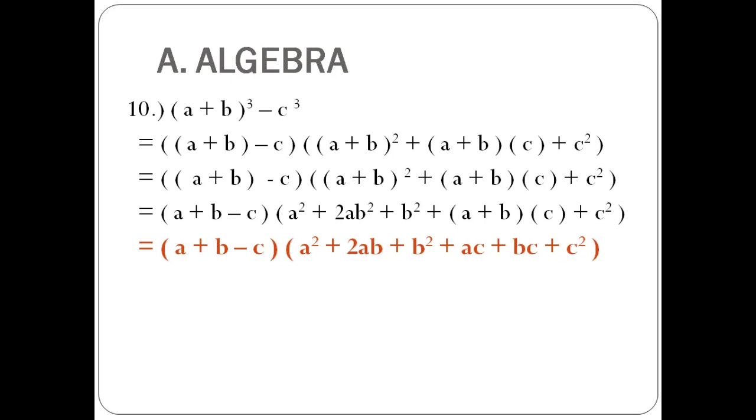Next step is to use another formula to expand the expression, which is a plus b squared is equal to a squared plus 2ab plus b squared, and distribute. Lastly, we need to distribute c to ab. So the final answer is a plus b minus c and a squared plus 2ab plus b squared plus ac plus bc plus c squared.